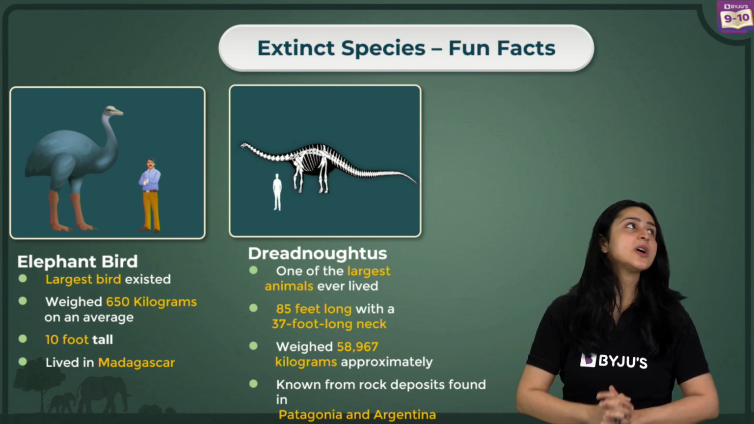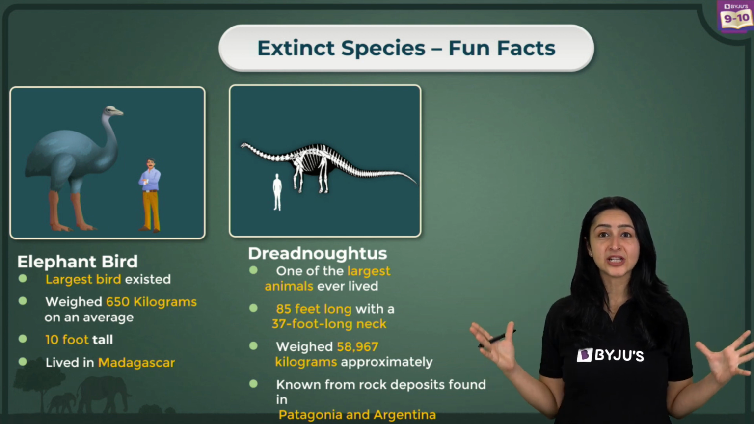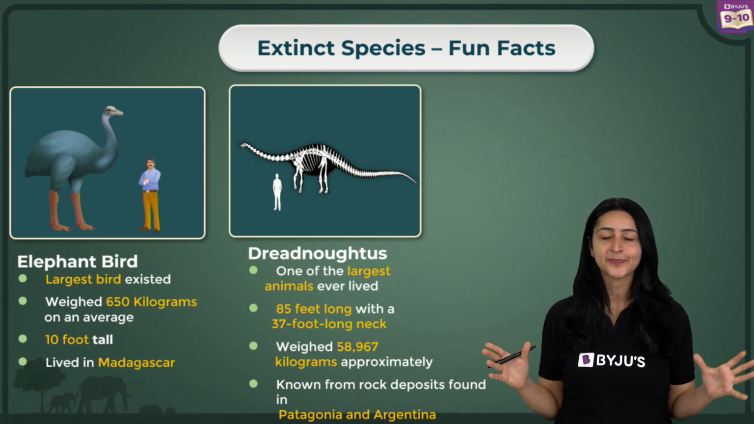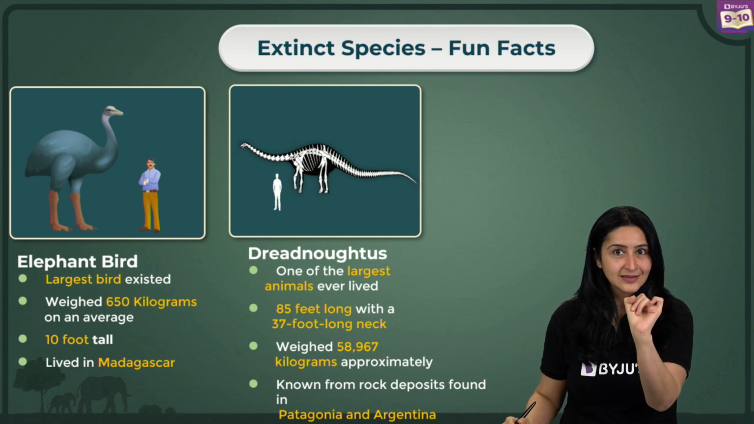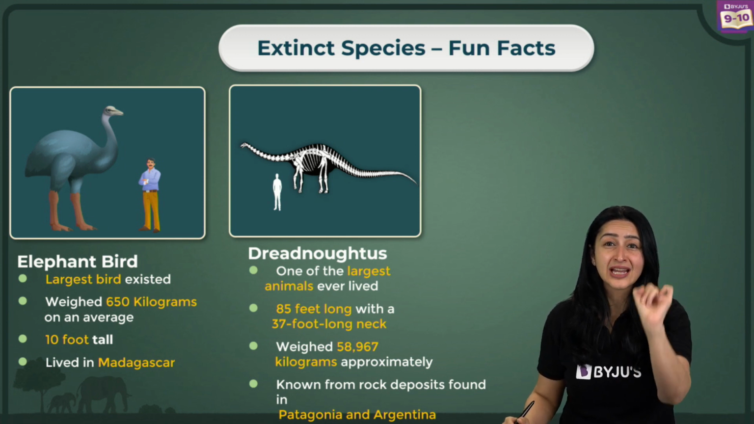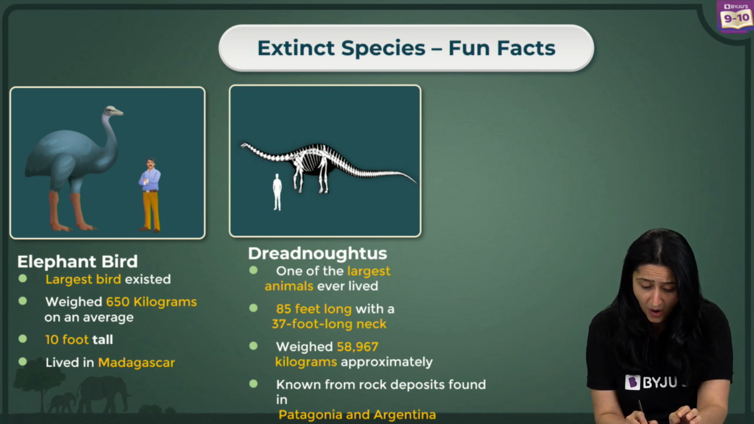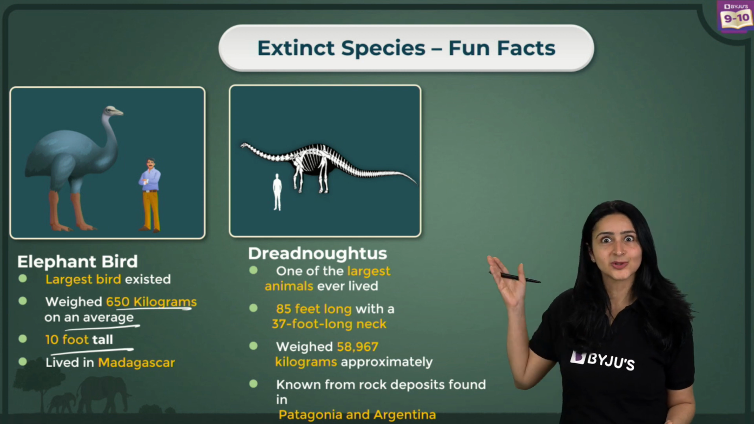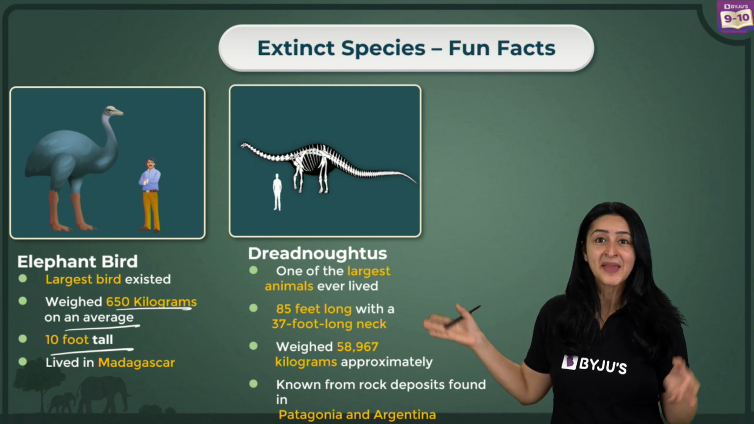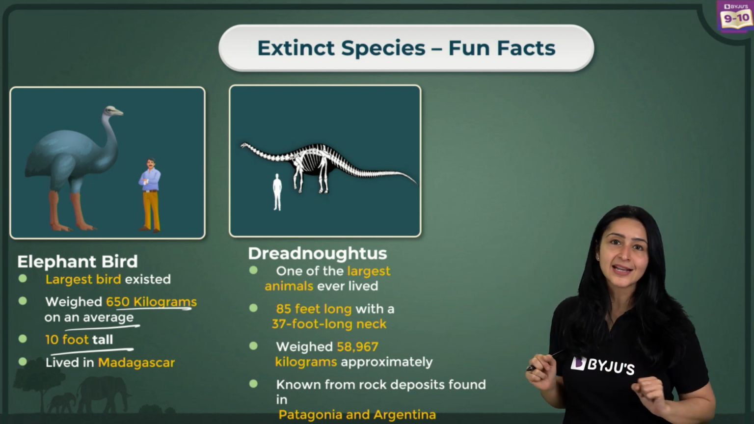Elephant birds were the largest birds to ever exist. A typical elephant bird, wait for this, weighed 650 kilograms on average and was 10 feet tall. So much larger than us human beings. Now, these elephant birds, they lived in Madagascar.